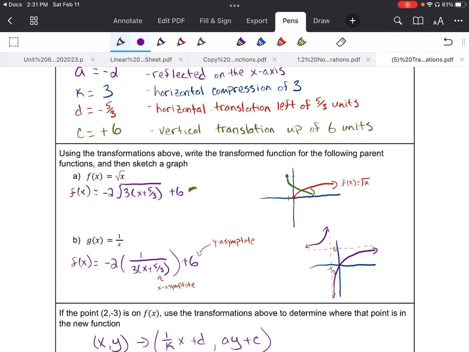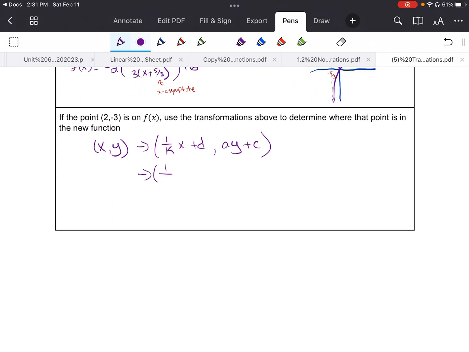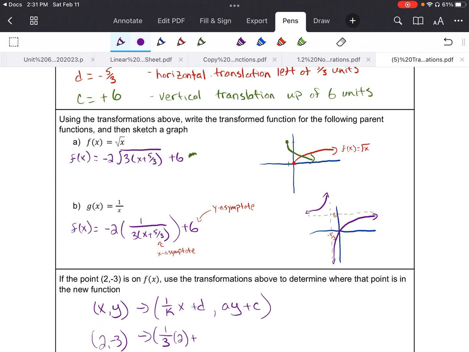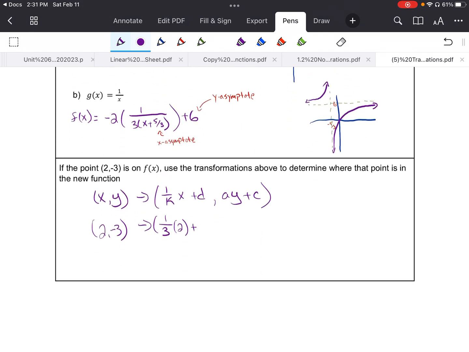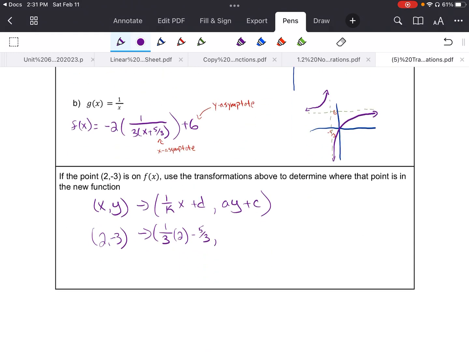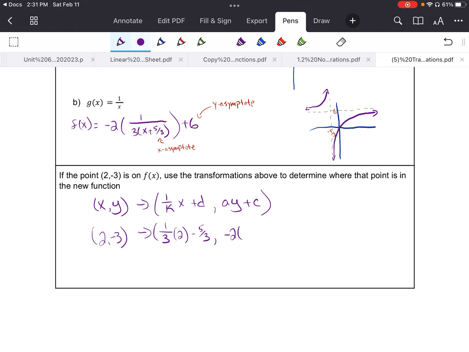So 1 over our k value, which was 3. Okay, the x value that we're transforming is 2. And the d value that we were originally given is 5/3. Okay, so I'm actually going to change that positive to -5/3. On the y side, our a value is -2. The y that we're changing is -3. And our c was +6.